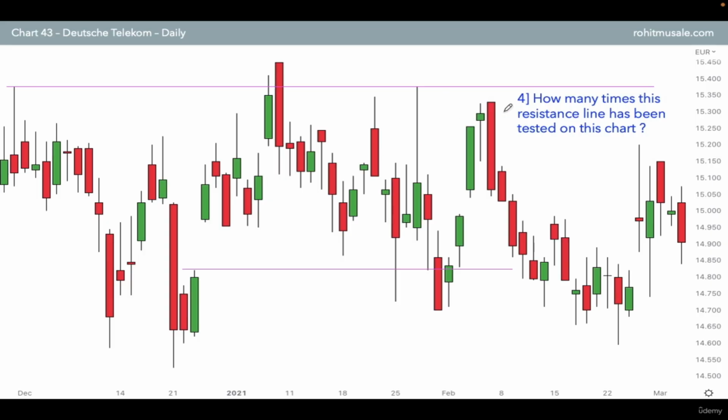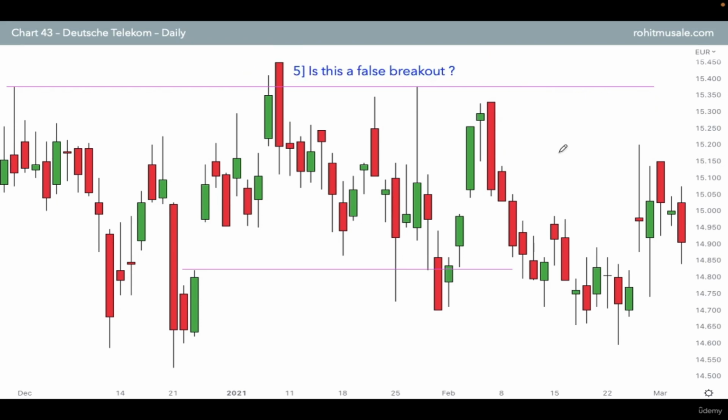Number 4, how many times this resistance line has been tested on this chart? So this pink line, here it becomes resistance. It is tested here once, second. Although this candle opens above the line but closes back below, so that is also a successful test. Number 2. And here you have number 3. So 3 times that resistance line has been tested. You might think that this is a breakout, but it is not. That is exactly the reason why I have posed this question to you, because you might get confused.